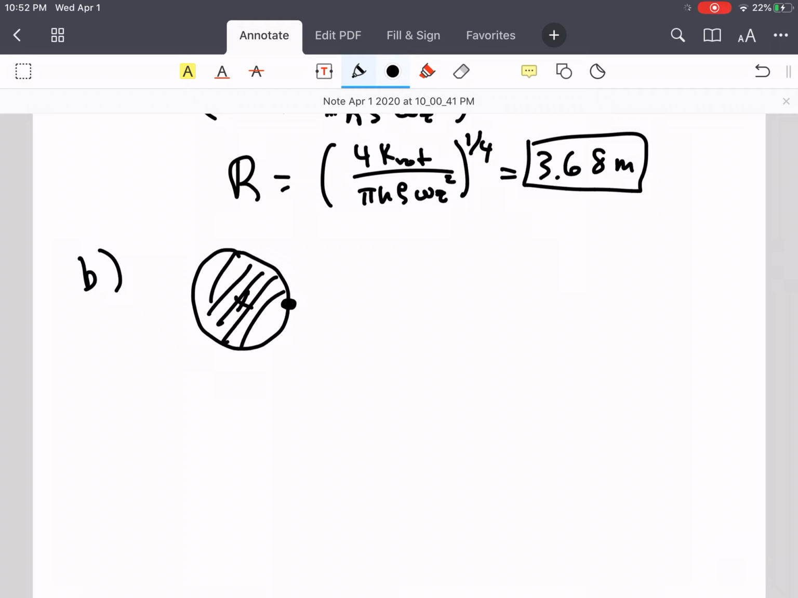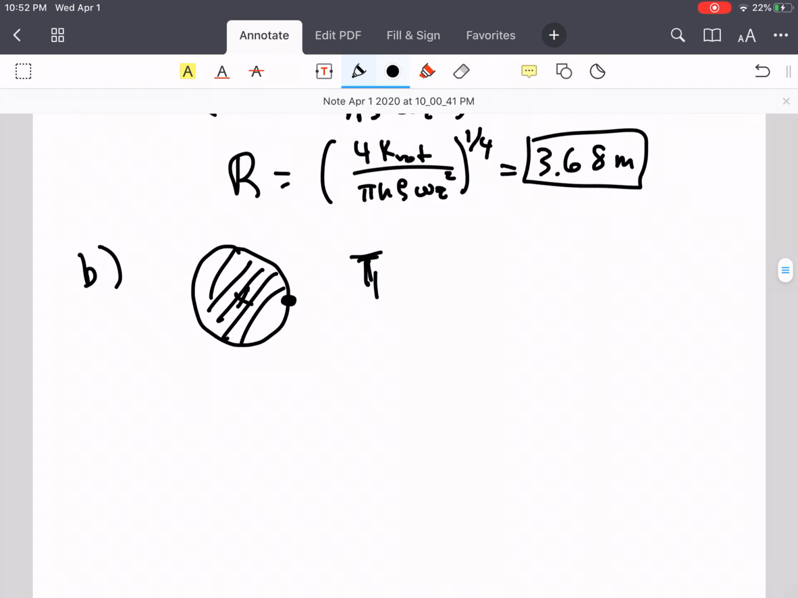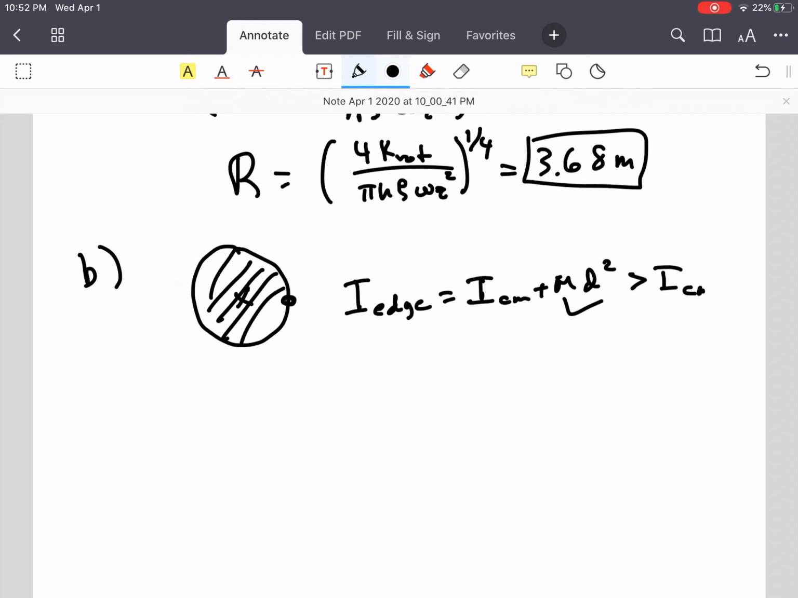And what we knew is that the I about the edge is simply going to be I about the center plus mass times the distance between them squared. That turns out to be 1/4 mr squared, but it doesn't really matter. The key point is this is larger than the moment of inertia about the center of mass, which is what we had before. So since my kinetic energy of rotation is 1/2 I omega squared, if I goes up, this guy is going to go up.